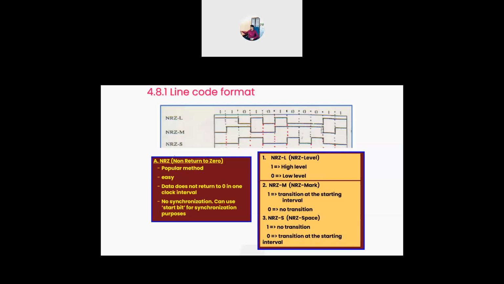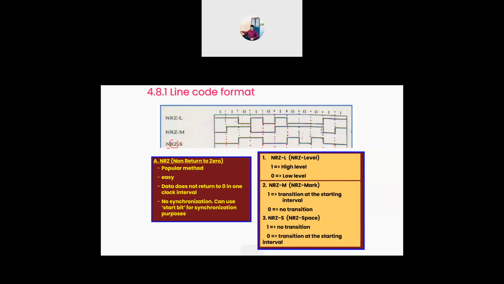So the non-return to zero is the popular method. It is easy. Data does not return to zero in one clock interval, which I already explained just now. That's why it has the name non-return to zero. No synchronization.